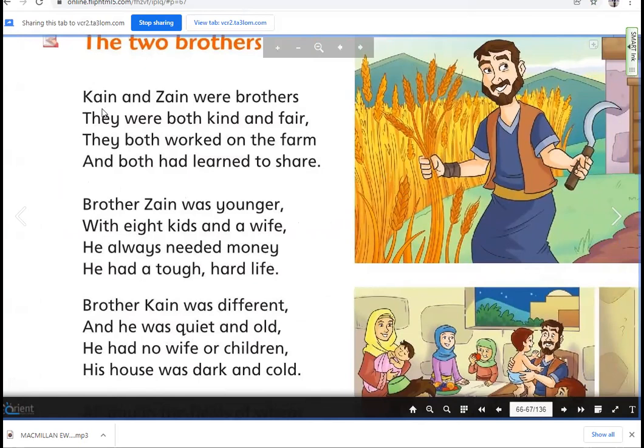Yes, teacher. Cain and Zain were brothers. They were both kind and fair. They both worked on the farm and both had learned to share. Excellent, excellent reading.